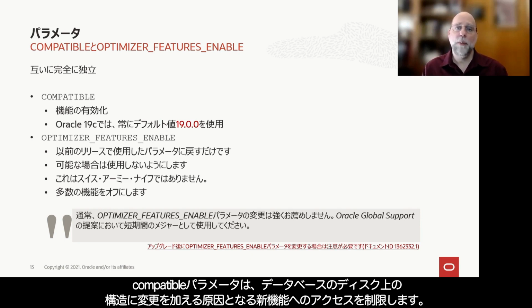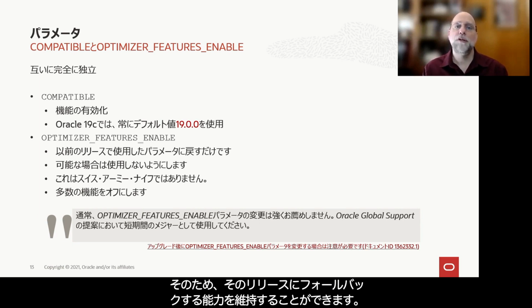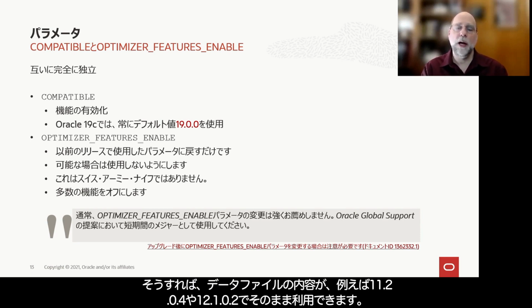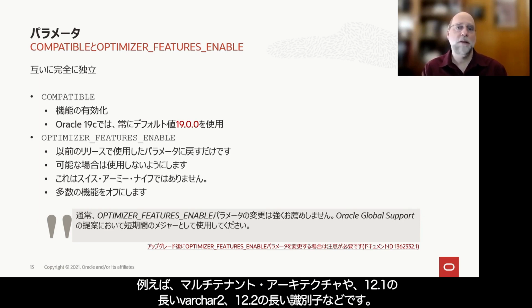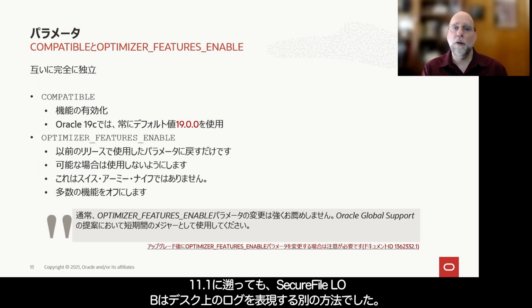The compatible parameter limits access to new features that cause changes to on-disk structures in the database. So what it does is it preserves your ability to fall back to that release, because then we will know that the contents of your data files could be understood by, say, 11.2.0.4 or 12.1.0.2. So when you think about features that are governed by compatible, it's going to be things that change the on-disk representation of the database, such as the multi-tenant architecture or long varchars in 12.1, long identifiers in 12.2, even going back to 11.1, secure file lobs were a different way of representing lobs on disk.